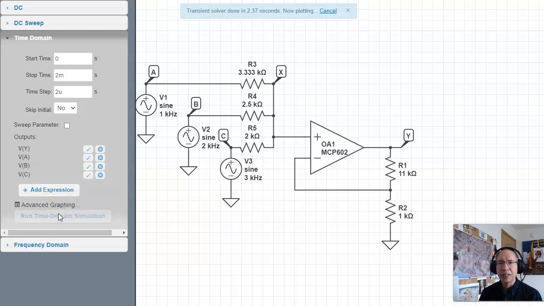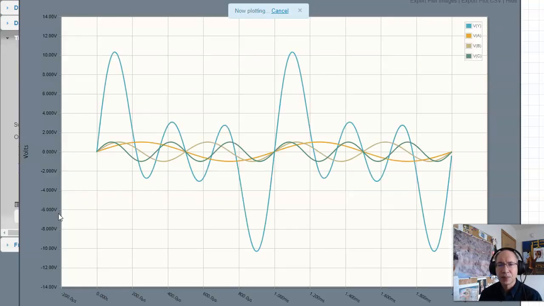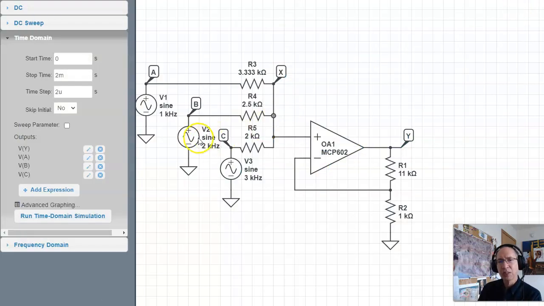Here's what you get. And the voltage at Y is the blue line. I don't really know what that's telling me. I've got too many things turned on. So to check, this is where you use superposition.